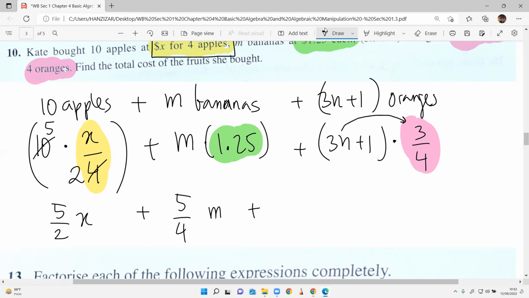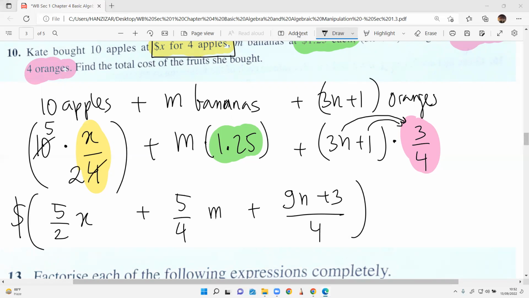And then plus, there you go, multiply it out: 9n plus 3 over 4. That's it, done. So this will be the final answer, and we can do nothing further. Okay, write it down right now.